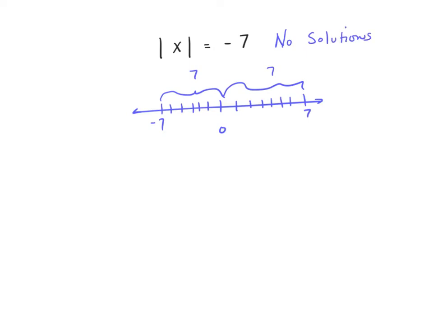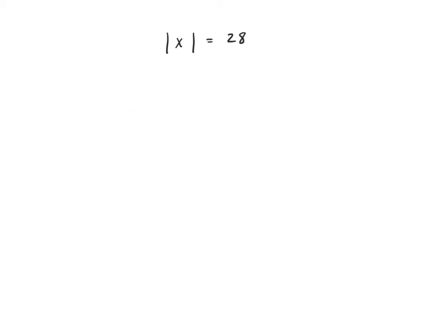Okay, you can never be -7. You can't be any negative distance away from 0. It gets into more complicated stuff later, but for right now, if the absolute value of something gives you a negative, you just say no, that's not possible. Now, the absolute value of x is 28. That means I'm either 28 to the right of 0 or 28 to the left of 0. That means x could be -28 or x is 28, and you're done.